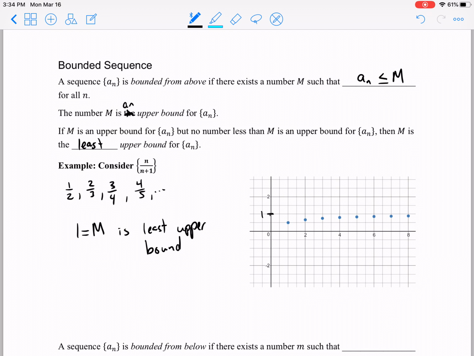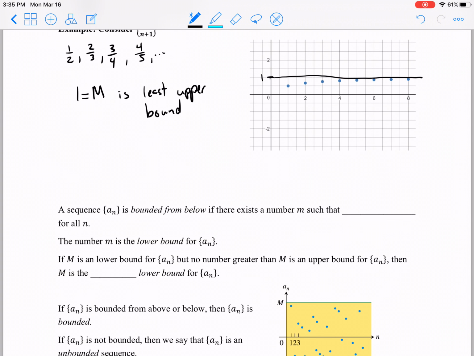So if this is 1 right here, it's just never gonna cross that line. It's never even gonna quite reach it, but it just keeps getting closer and closer to it. Like if it was a function, we could replace that with, then it would asymptote to that 1, if you want to think of it that way.